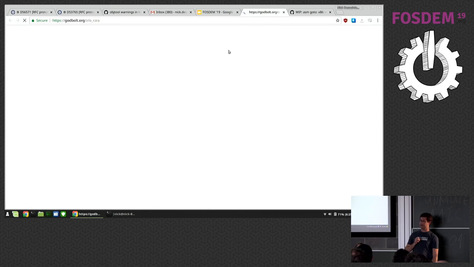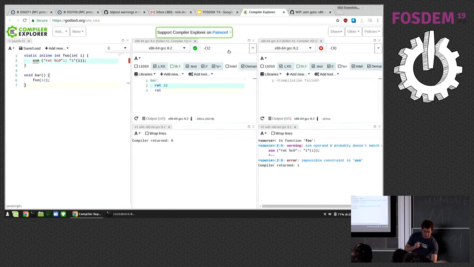Think about it. OK, did anyone get this? It might be hard to see here, but basically we have a static inline function. The inline function has some inline assembly. It has some constraints on it saying this is going to be an immediate value, like the number 42. And so when we compile this at O2, everything's semantically valid. But if we don't inline that static inline function, it is no longer semantically valid.